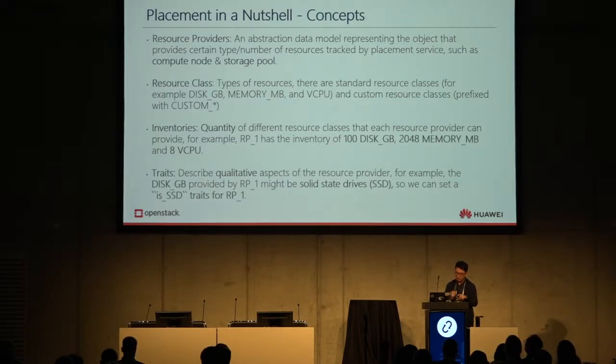And this is the quantity of resources. We also have this newly added trait. It describes the qualitative aspect of the resource providers. For example, in the previous example, we have 100 disk GB, but we might want to describe that this 100 gigabyte disk is a solid state drive, so we can set the SSD trait on resource provider one to indicate that this compute node provides SSD disk. And when you want your instance to have this kind of feature, you just set it in a request, and the scheduler will schedule your instance to the host that has this feature.